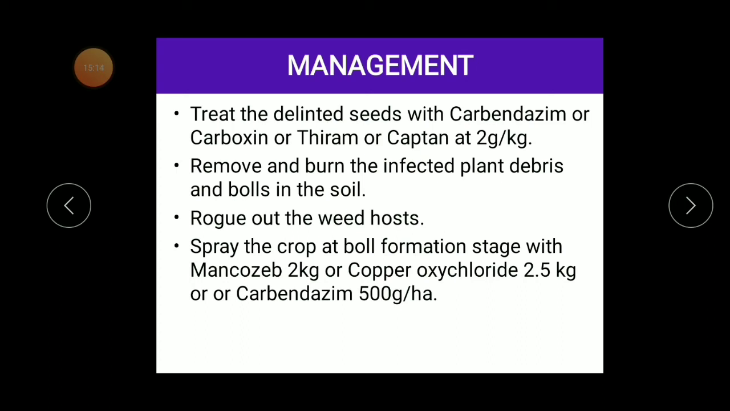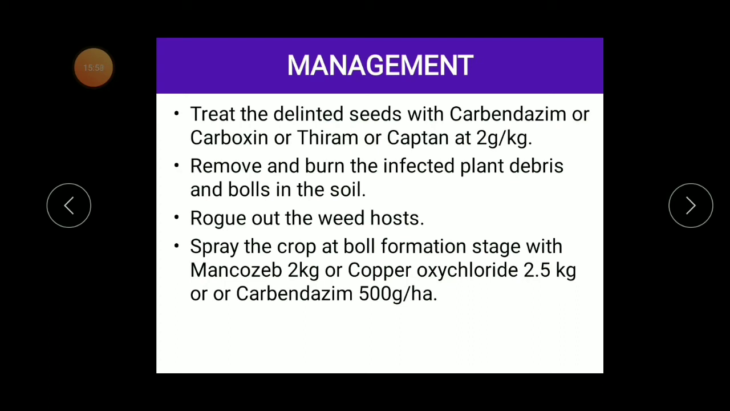Rogue out the weeds. And in chemical management, for spraying purposes, we can use mancozeb, copper oxychloride, or carbendazim. At the time of boll formation, we can use mancozeb 2 kg or copper oxychloride 2.5 kg or carbendazim 500 gram per hectare. These fungicides lead to the suppression of this disease, or they will suppress the inoculum of the disease. So if we use these measures, it will suppress the infection of the disease.